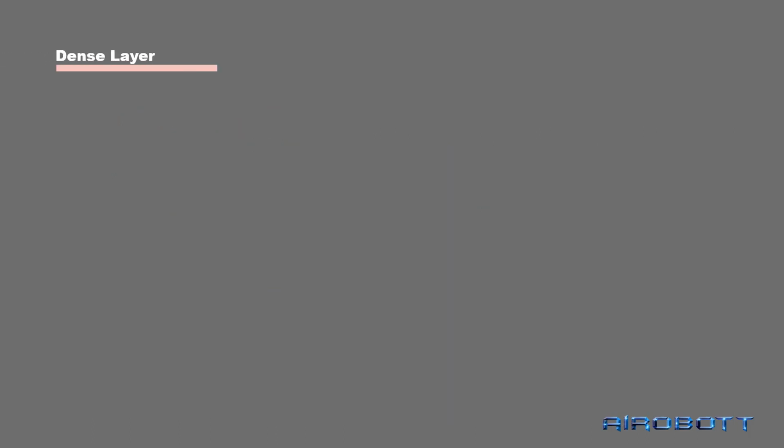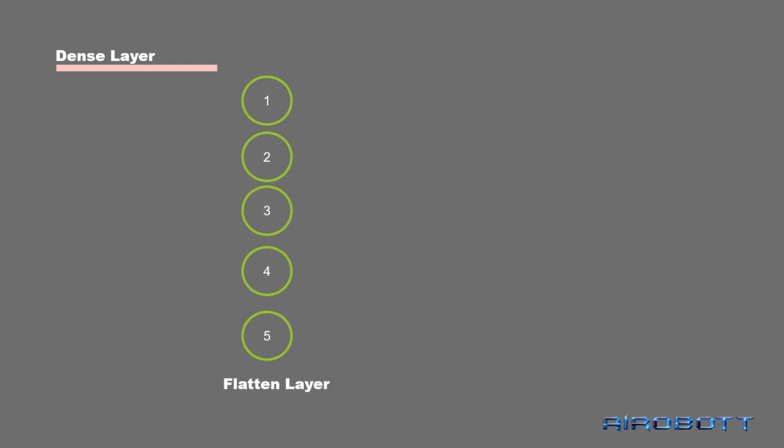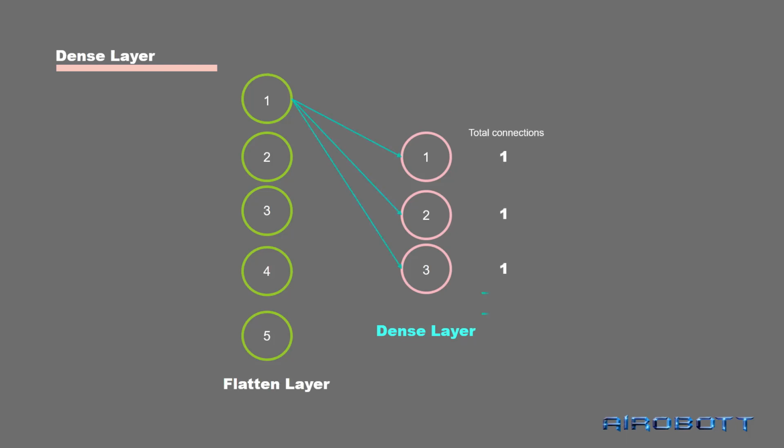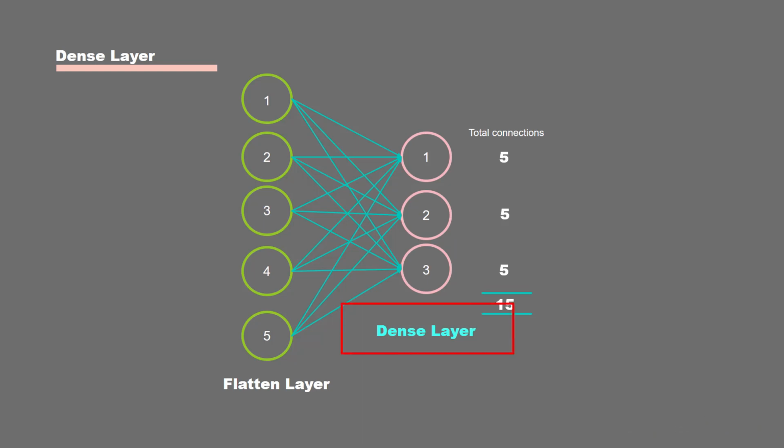Dense layer. A dense layer is a regular DNN, deep neural network, layer. Each neuron receives input from all the neurons in the previous layer, thus densely connected. For instance, if layer 1, that is the Flatten layer, has 5 neurons and layer 2, that is the dense layer, has 3 neurons, the total number of connections between layer 1 and layer 2 would be 15, that is 5 times 3, since it accommodates every possible connection between the layers. It is called a dense layer.